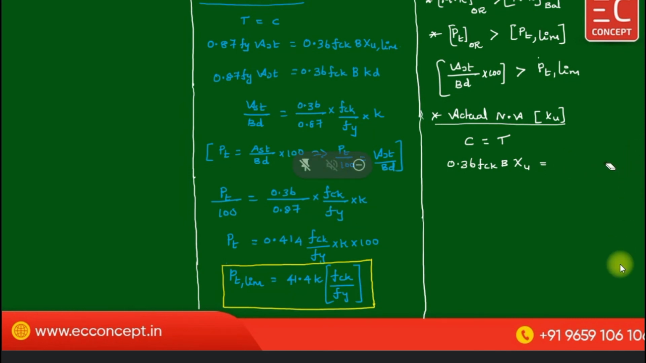I don't want to confuse you people, so I just put it as FST into AST. What is FST? It is less than 0.87 FY. Then how to calculate this FST? The calculation of this FST is by using the similar triangle principle.